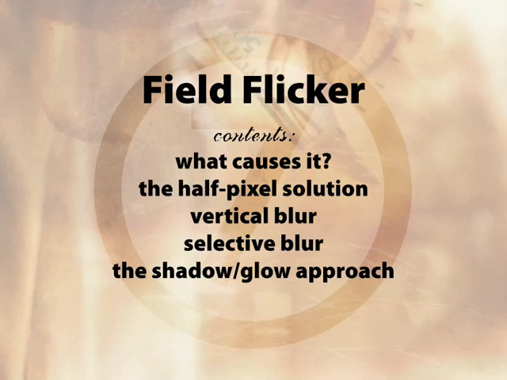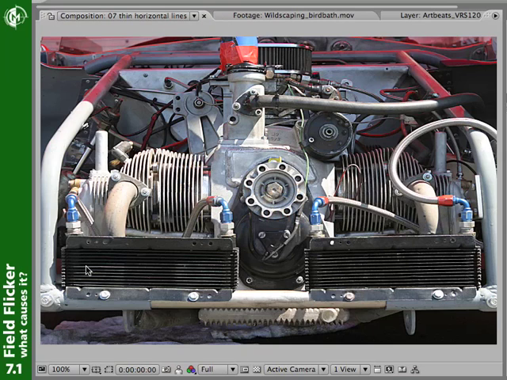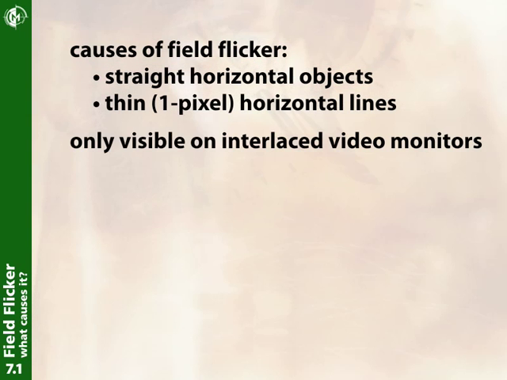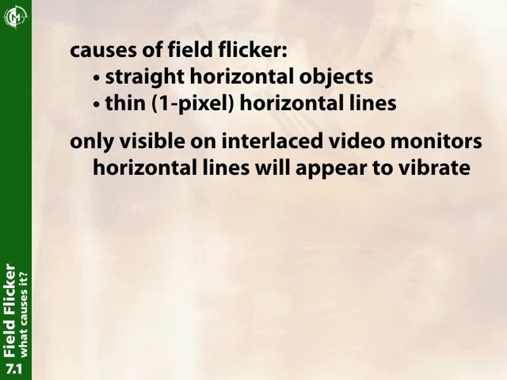The last topic we're going to discuss is field flicker. When you have an image with very thin horizontal lines, such as the grills in this radiator here, or if you made a horizontal line that was only 1 pixel tall, once you viewed this on a normal video screen, it may seem to vibrate or flicker. And again, this is because of the interlaced nature of video playback.